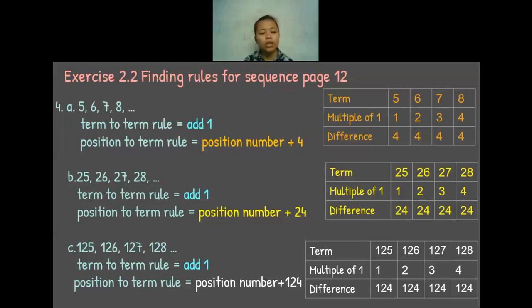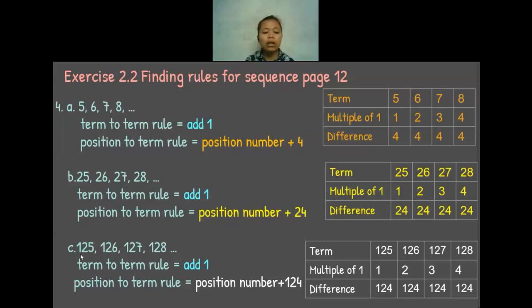And then for question 4b, same, we have to find the term-to-term rule first. The term-to-term rule is at 1. That's why for writing down the sequence in a table, we will have the multiples of 1. And then we have to find the difference. I got that the difference is equal to 24. So here we have the position number. For the position-to-term rule, it will be position number plus 24.